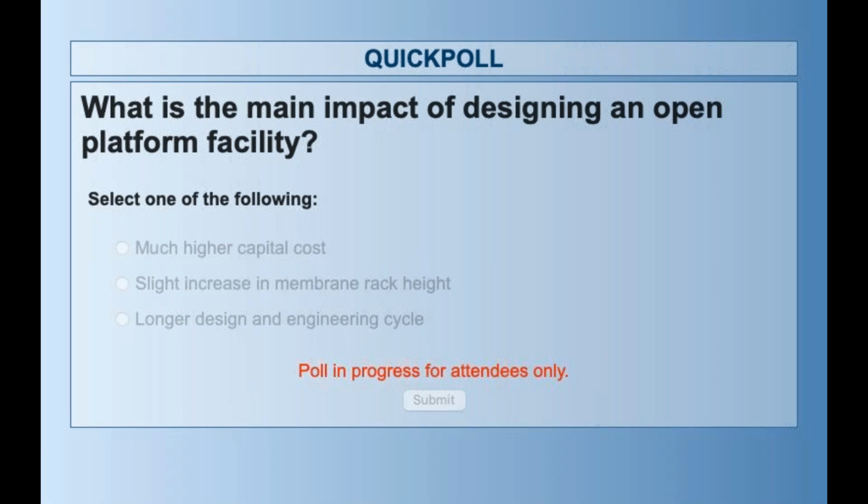What is the main impact of designing an open platform facility? Is it much higher capital costs, a slight increase in the membrane rack height, or longer design and engineering cycle? Take a moment. Please submit your response.